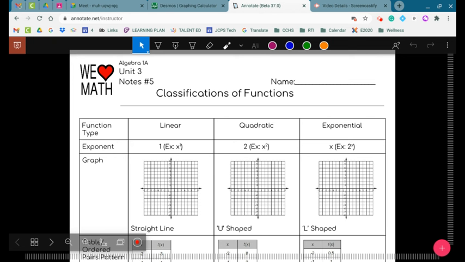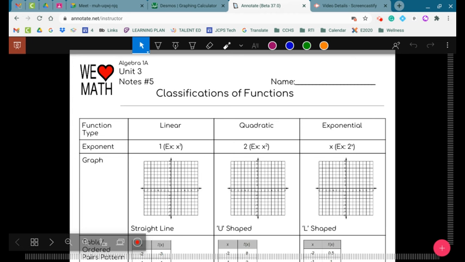Okay, well, today we're going to do Unit 3, Notes number 5, which is classification of functions. So it kind of goes hand in hand with graphing with our input and output tables. But today we're going to classify how to classify them as linear, quadratic, and exponential, both from a graph, table, and just from the equation.